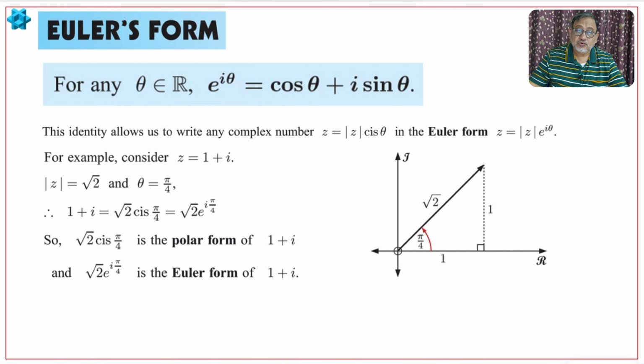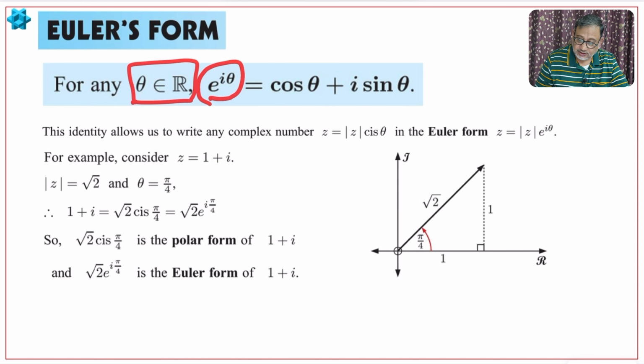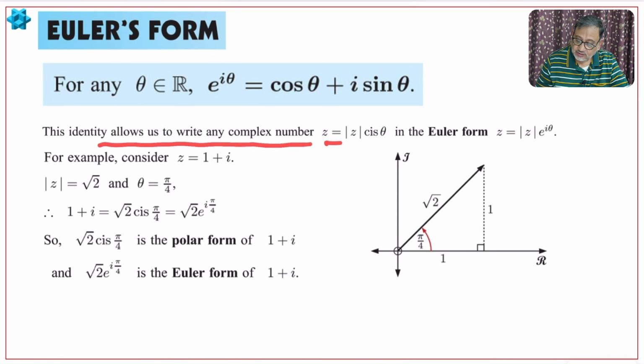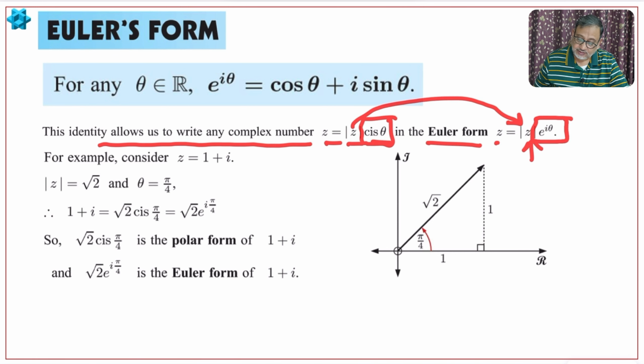Then let us go to Euler form, okay, Euler's form also you can call it. So for any theta belongs to R, e raised to i theta is cos theta plus i sin theta. This is called Euler's form. This identity allows us to write any complex number z is equal to modulus of z into cis theta in the Euler form as z is equal to modulus of z, so modulus of z will remain in the same place. Instead of cis theta we will write e raised to i theta, right.